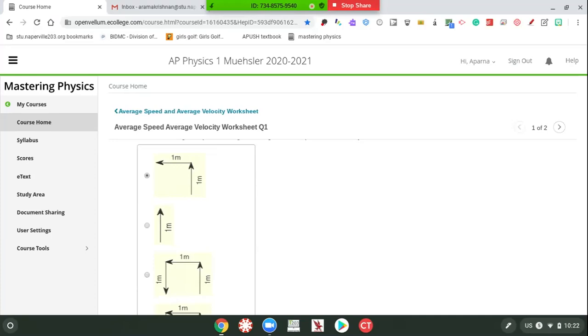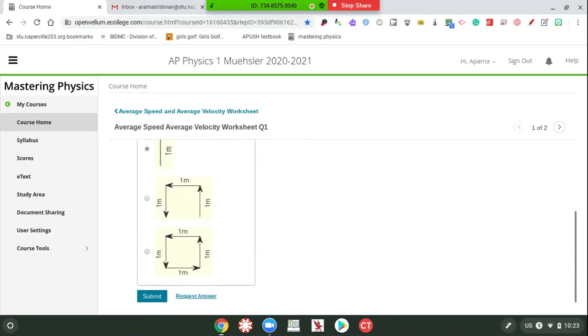Root 2, because it's the square root of 1 square plus 1 square. So this is root 2. Here it is 1 displacement. Here displacement is again 1. So what is the fourth one? Fourth one is 0, right? So what is the correct option then?